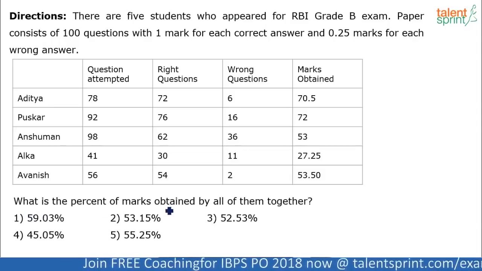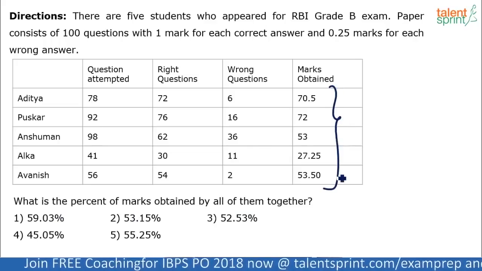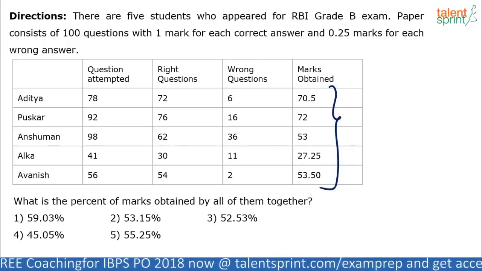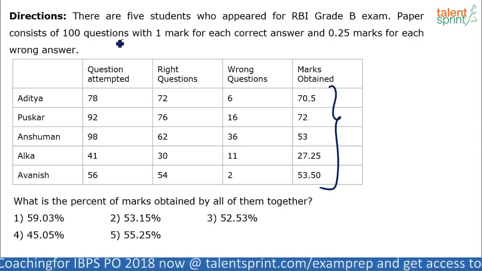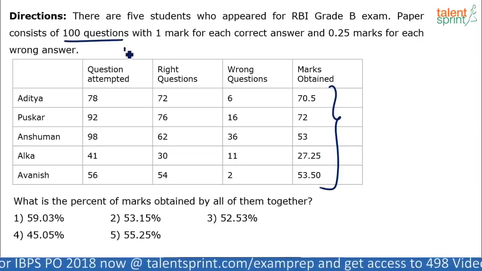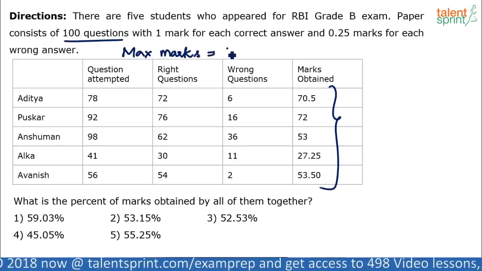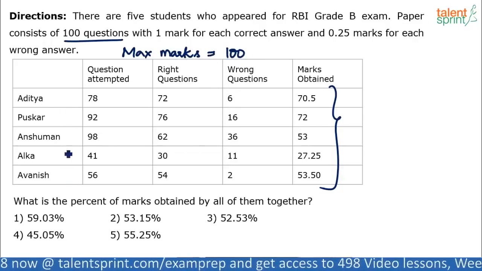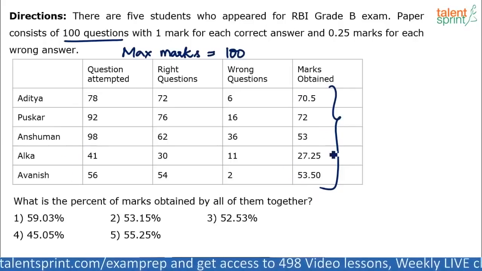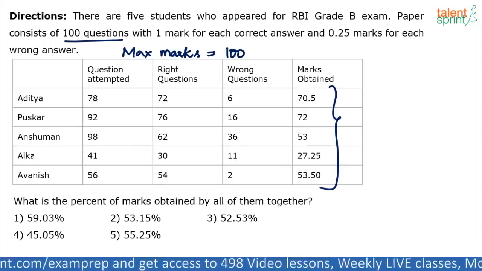What is the percent of marks obtained by all of them together? You know the marks obtained by all of them. Find out the percentage of marks. So get the total first, divided by 500, because each person can score a maximum of 100 marks, right? See, there are 100 questions with 1 mark each. So the maximum marks that can be scored is 100 into 100. If there are 5 persons, the total maximum score becomes 500. Out of 500, they have scored this much. Get that percentage. So find out the total.